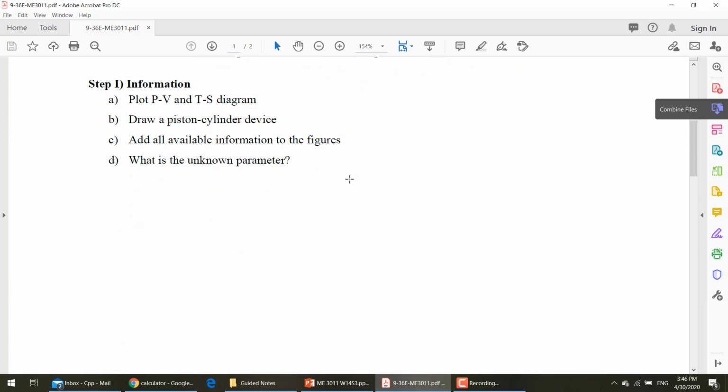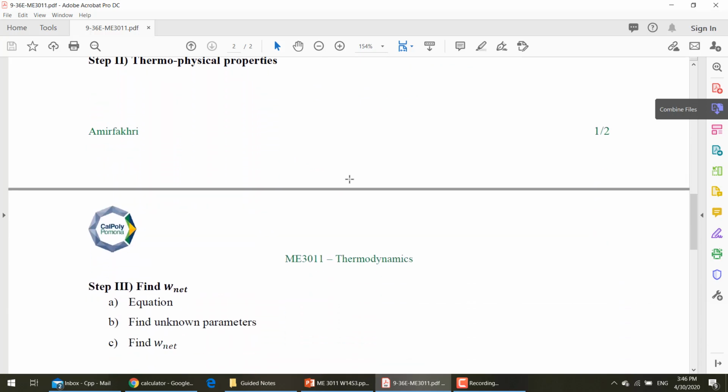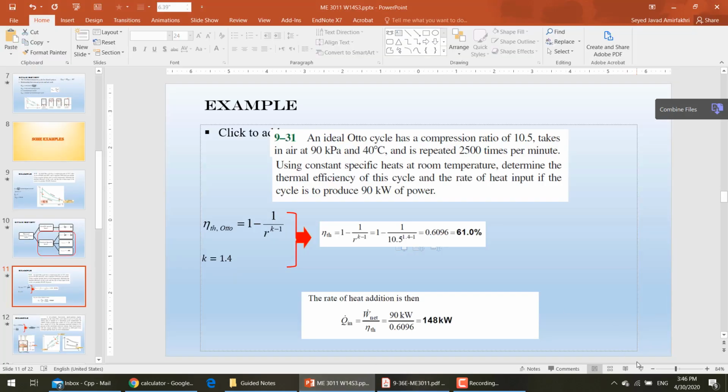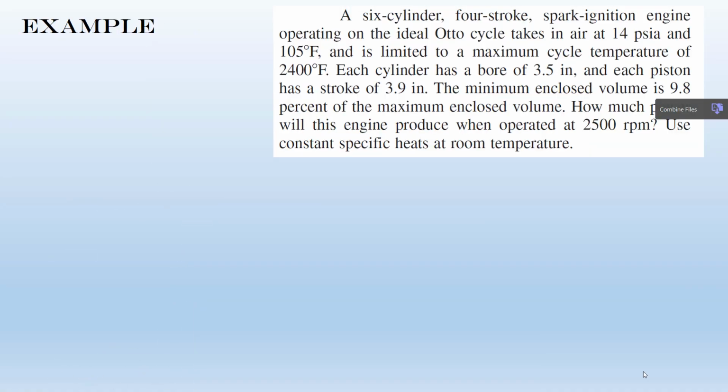Okay, guys. So the next step is step 3. You need to find the W net. So to find the W net, you need to list the best equation to find W net, and then you need to find the other unknown parameters, and then eventually you can find W net. So to solve this part, guys, let's go back to my presentation file. Okay, so this is the next example.